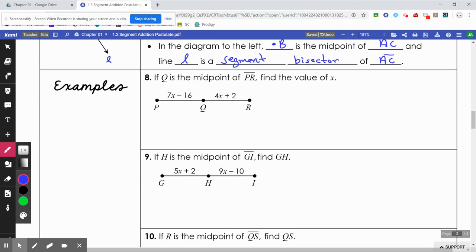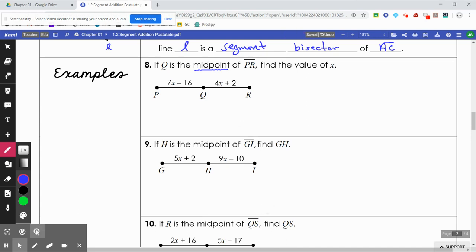Okay, now let's apply some of these definitions. Again, if something is a midpoint, it's the middle point. It cuts the two sides in half. So if Q on the next problem is a midpoint of PR, that means this is the middle. That means the distance from here to here is the same as the distance from here to here. Well, think about what we just said. In geometry, anytime you say that two things are the same, then they are equal. That's anytime in math, period.